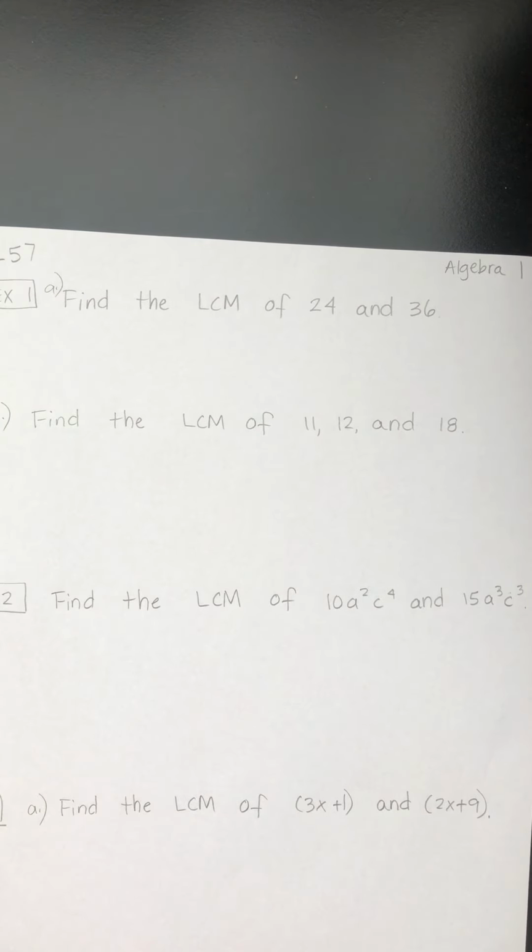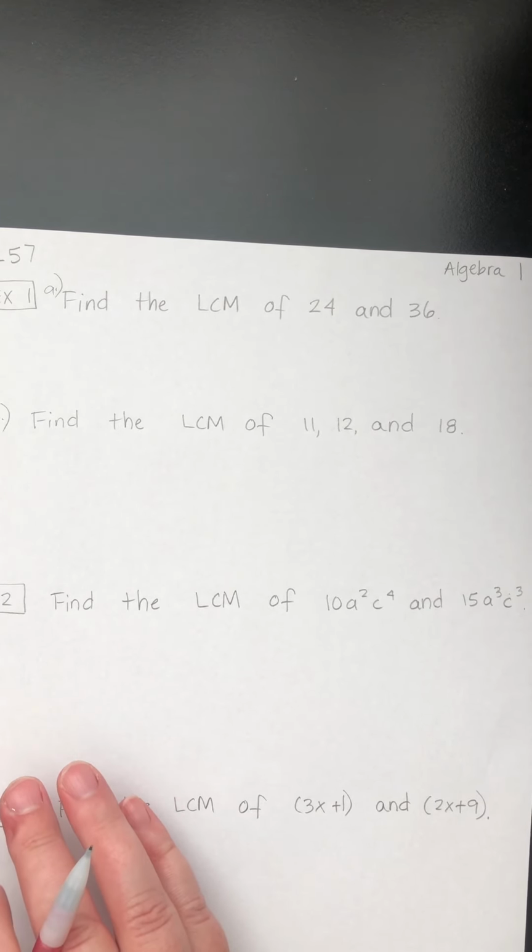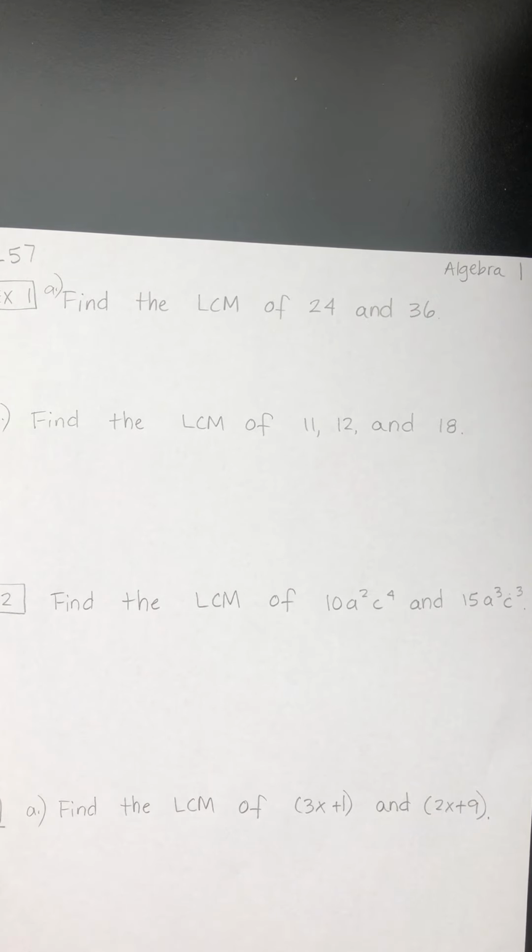Algebra 1, this is lesson 57, finding the least common multiple. To find the least common multiple, you take the number or expression and factor it. You want to find the prime factors. Once you find those prime factors, you find out how many times each factor appears.